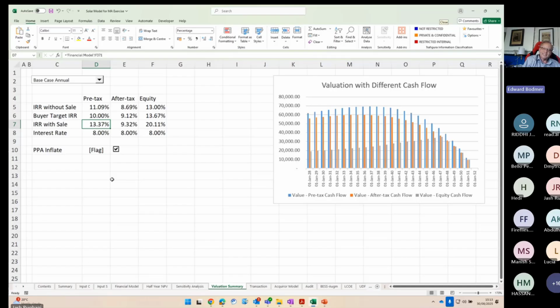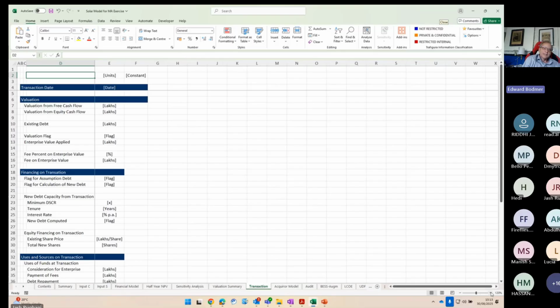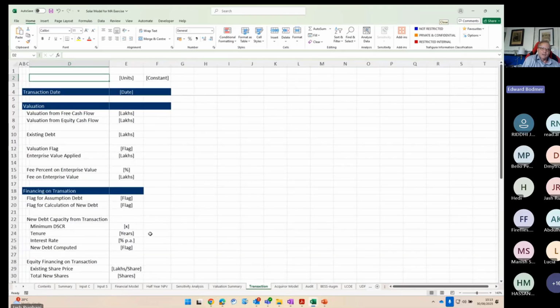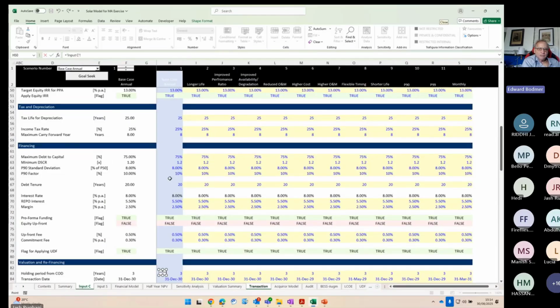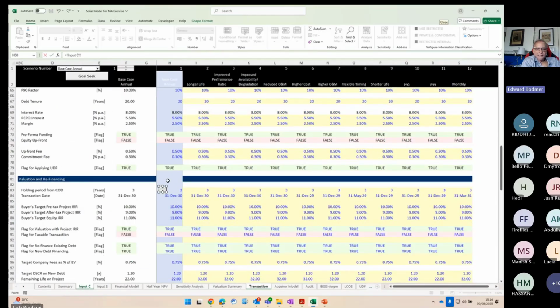Go to the transaction page. And now we're going to do the seller perspective. Now, the first thing to do is to say, okay, let's put a transaction date. Now, I have not practiced this, so go to F there, and can you just put, I think I put it in the input C page. I hope I did. In the input C page, if you go down to our valuation assumptions, I put 31 December 30 in line 84.